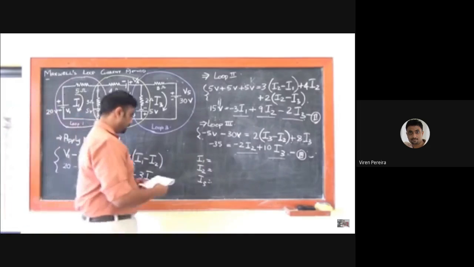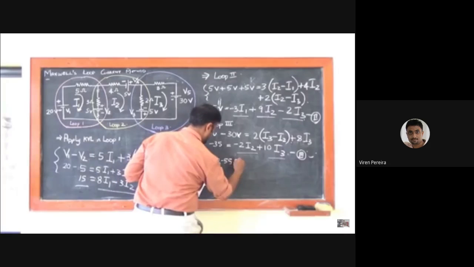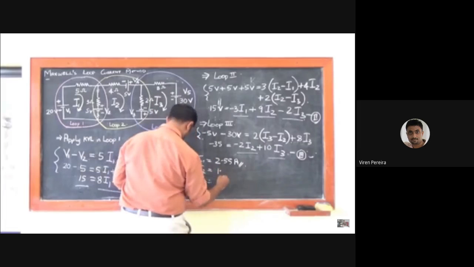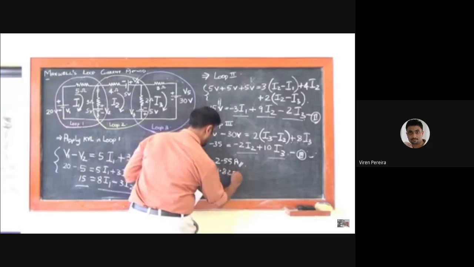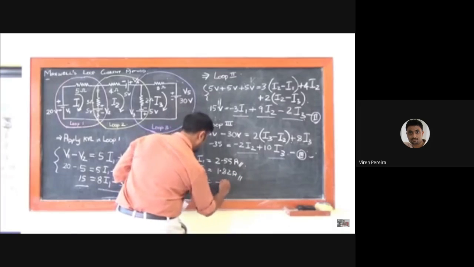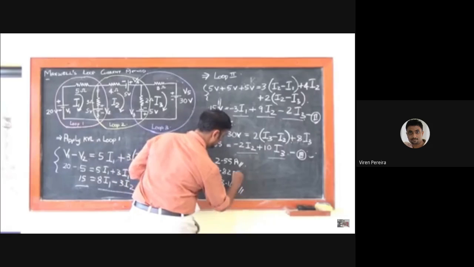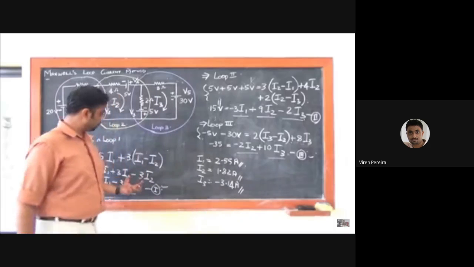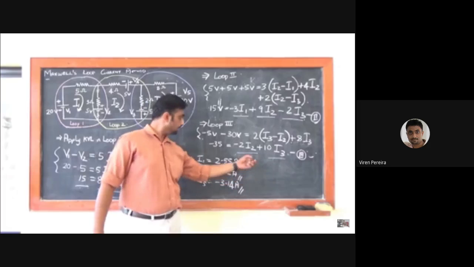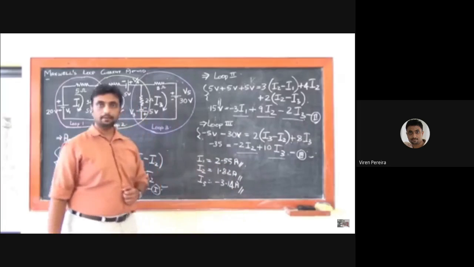So the values obtained are 2.55 amps for I1, 1.82 amps for I2, and I3 is minus 3.14 amps. So we took all these three equations and substituted them in the calculator, using the equation mode, and we found out the values of I1, I2 and I3.